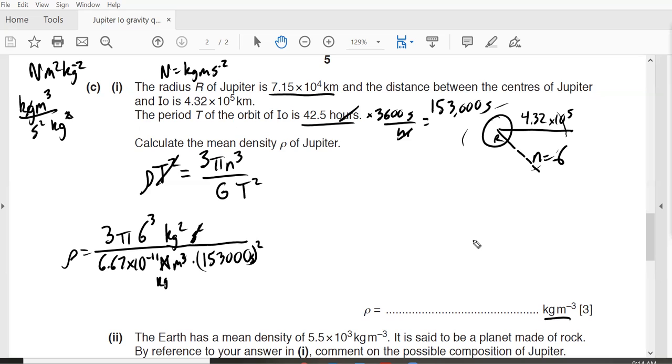All right, 3 times pi times 6 times 6 times 6 divided by 6.67 by 10 raised to the negative 11 divided by 153. All right, I'm getting about 1,300 kilograms per cubic meter.